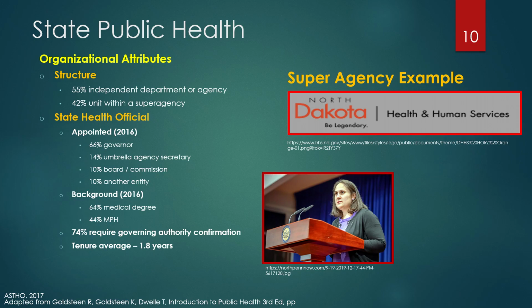In 2016, 66% of SHOs were appointed by the governor, 14% by a parent agency secretary, 10% by a board or commission, and 10% by another entity. In 2016, 64% of SHOs held a medical degree, and 44% had an MPH degree. Once appointed, 74% of SHOs require confirmation by a governing entity. The median tenure for a SHO has been stable at 1.8 years since 2012.